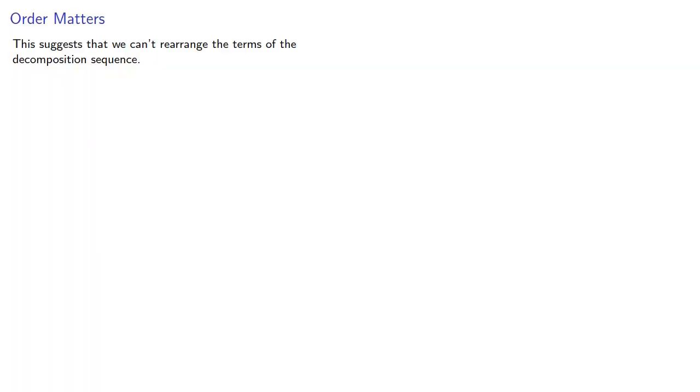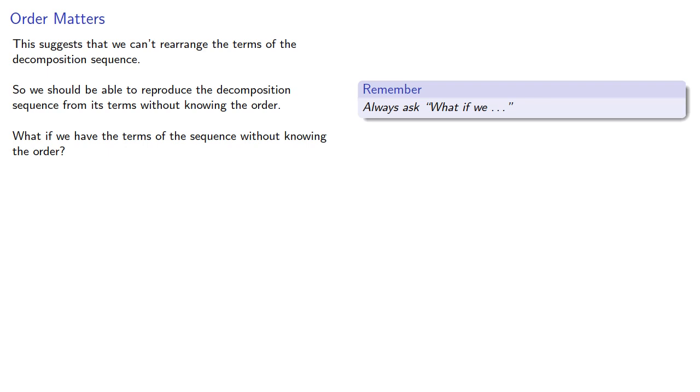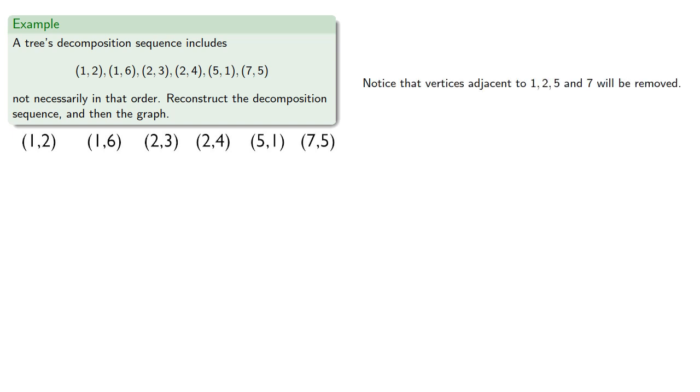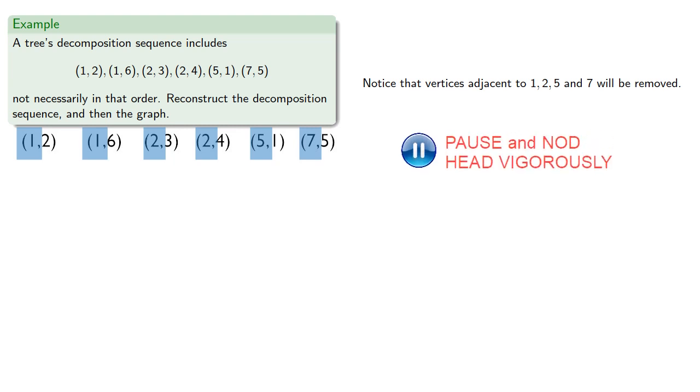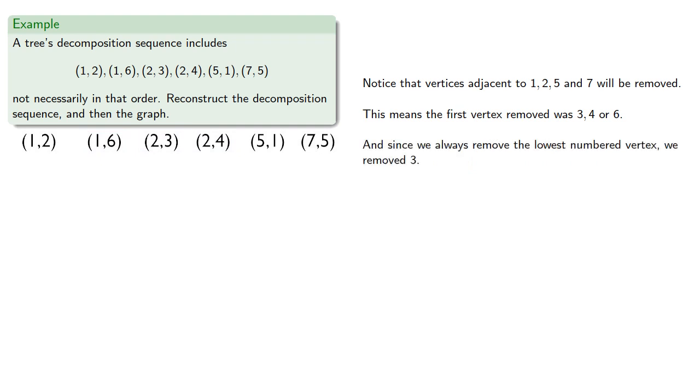This suggests that we can't rearrange the terms of the decomposition sequence and end up with a valid decomposition sequence. So we should be able to reproduce the decomposition sequence from its terms without knowing the order. So what if we have the terms of the sequence without knowing the order? Suppose we have a decomposition sequence not necessarily in order. Notice that vertices adjacent to 1, 2, 5, and 7 will be removed, so we can't remove those just yet. This means the first vertex removed was 3, 4, or 6. And since we always remove the lowest numbered vertex, we've removed 3. So 2, 3 was the first step in the decomposition sequence.